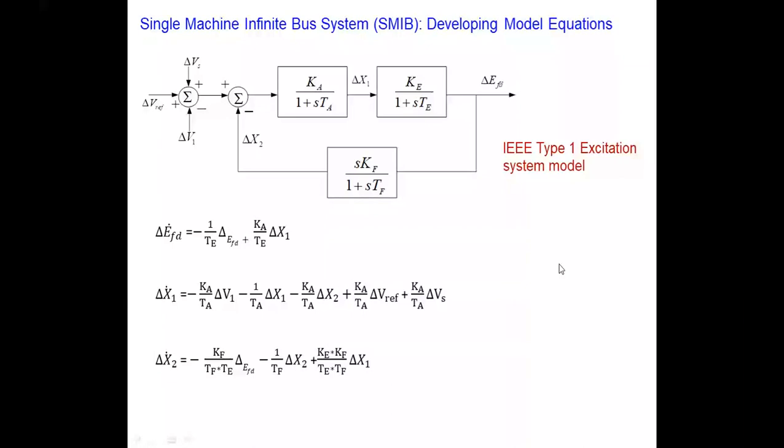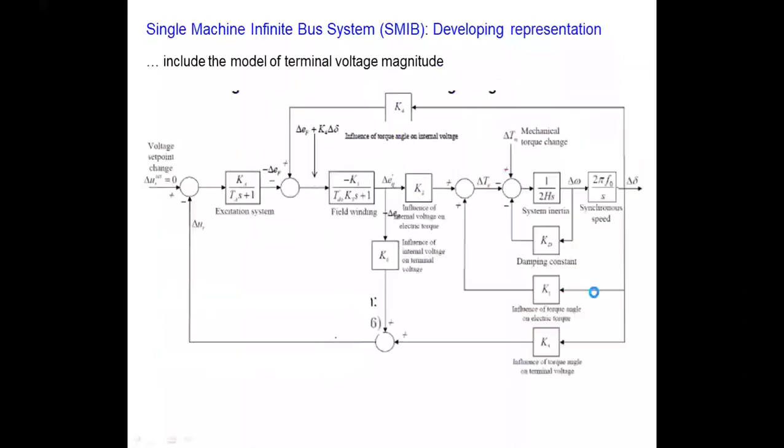Now, as you can see here, the excitation system is represented by a first order system. You have just the amplifier gain and then the time constant of the excitation system. So just by first order representation, you have an excitation system.